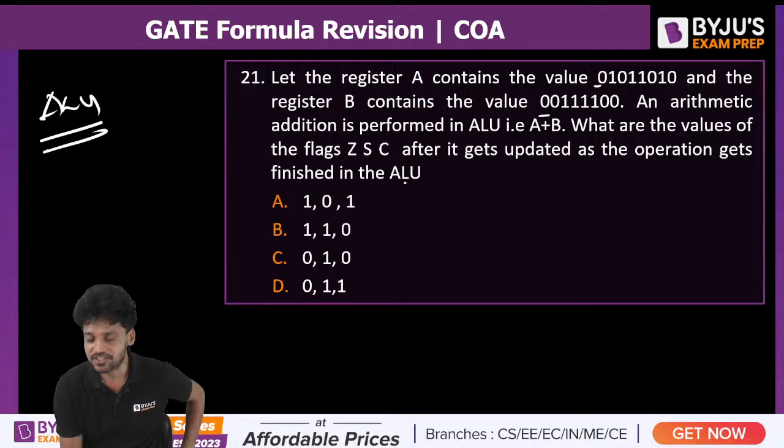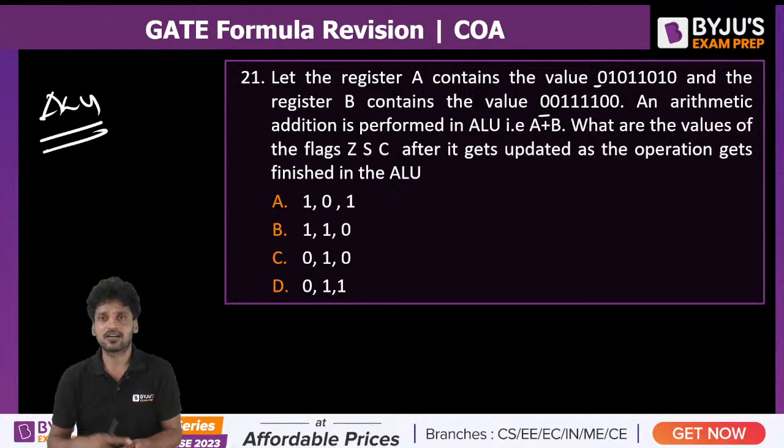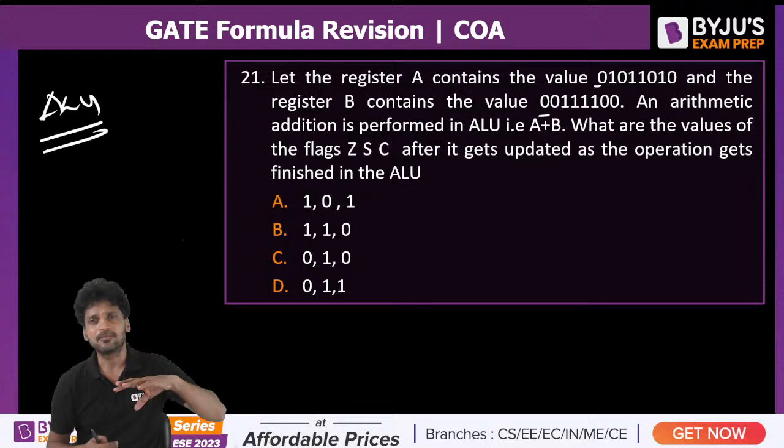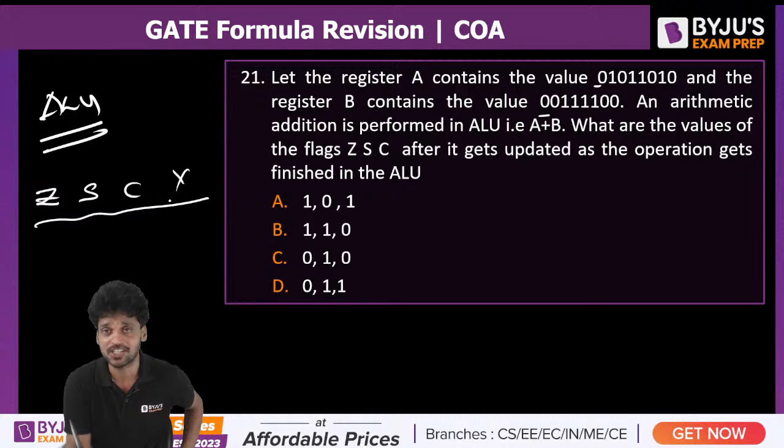First of all, every system will have a flag register. For any processor you take, it could be 8086, i3, i5, i7, Intel Pentium, Celeron, Qualcomm Snapdragon, or MediaTek, there will be a flag register. In that flag register, there will be mainly four flags. The first one is Z, second is S, third is C, fourth is V. These are the main flags. They are not the only flags, there are some others also, but these are considered the main flags.